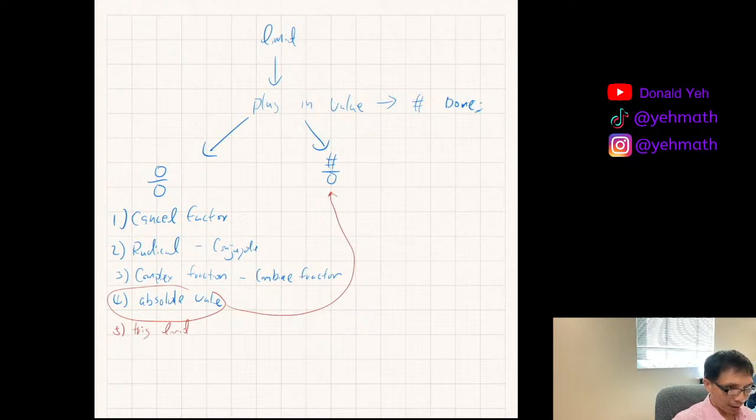So you can have a number over 0 situation. Now let's talk about number over 0. If you get number over 0, you're going to do something called one-sided limits. The usual result, if it's number over 0, is either infinity, negative infinity, or sometimes, if you reach a number, it does not exist. Three possible things can happen.